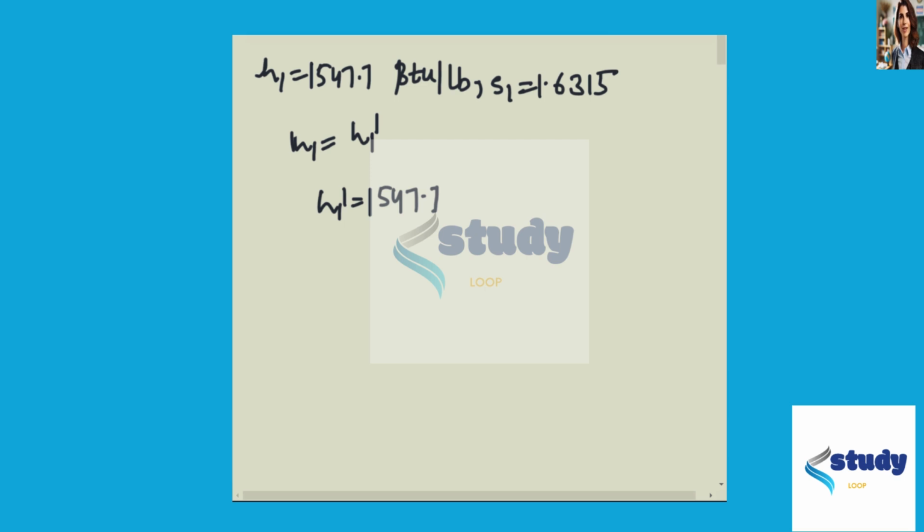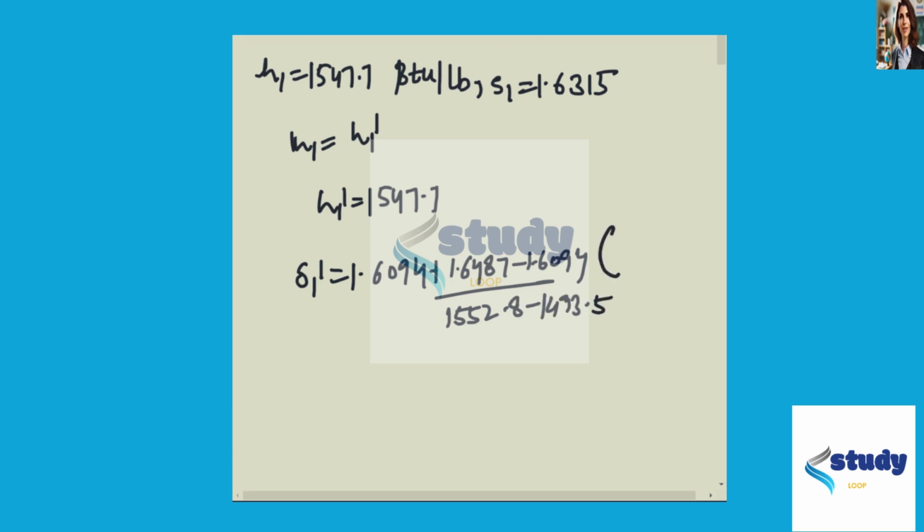1547.7. We get the value of S1 dash as 1.6094 plus (1.6487 minus 1.6094) divided by (1552.8 minus 1493.5), times (1547.7 minus 1493.5). We get it as 1.6453.